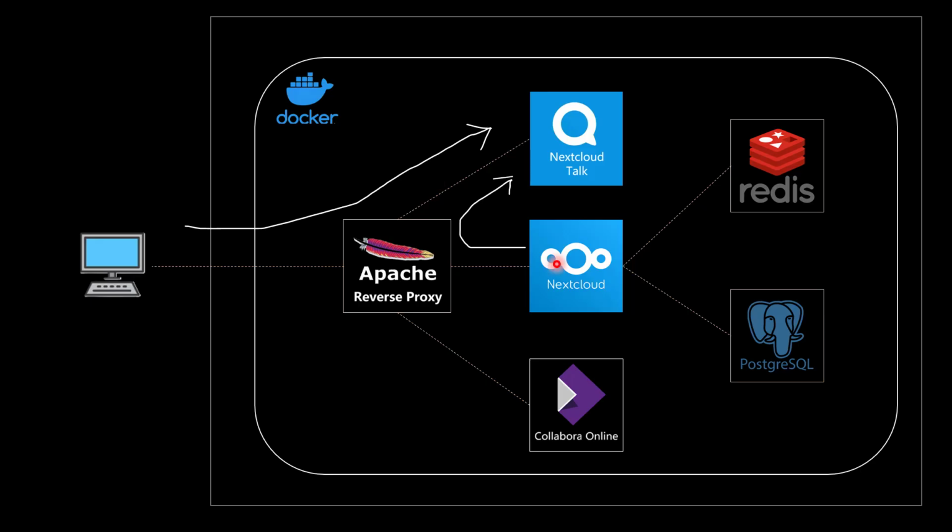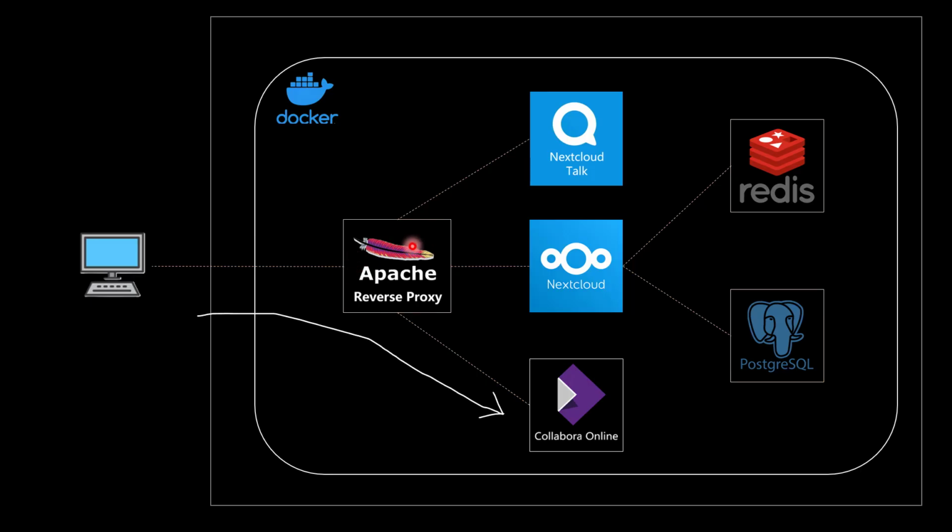And also, if Nextcloud wants to talk to Nextcloud Talk, it will use the Apache reverse proxy. So the communication between the outside world or internal containers will be through the Apache reverse proxy. It is the same way for the Collabora container also. The Apache reverse proxy will be the middleman for communication to the Collabora Online container. So this is the Docker Compose setup, and this is the architecture we are going to implement in this session.